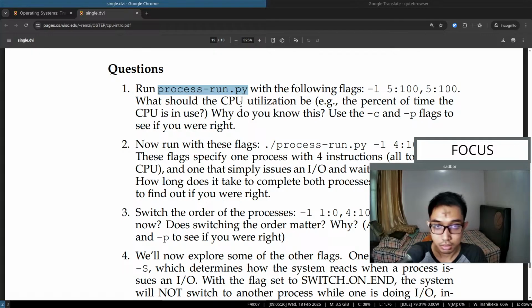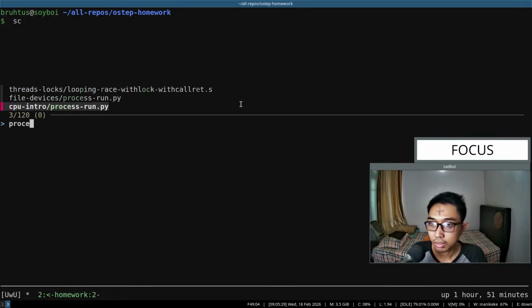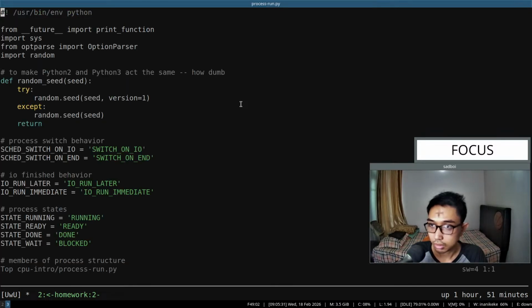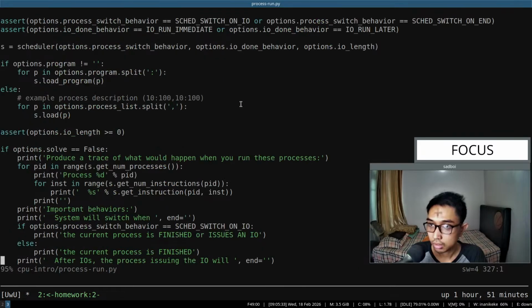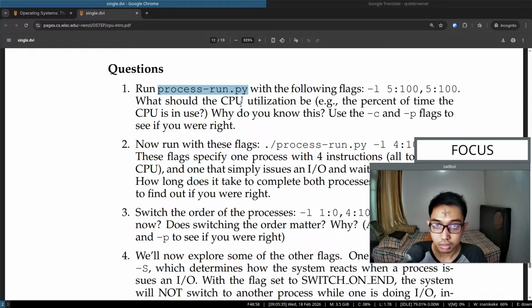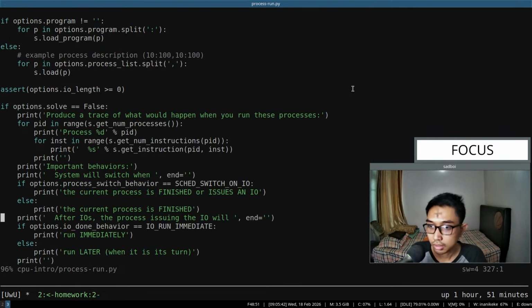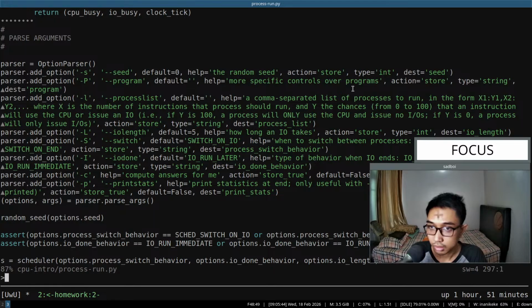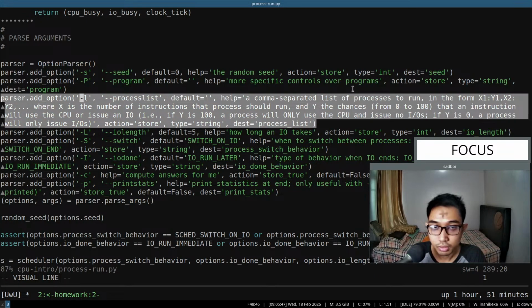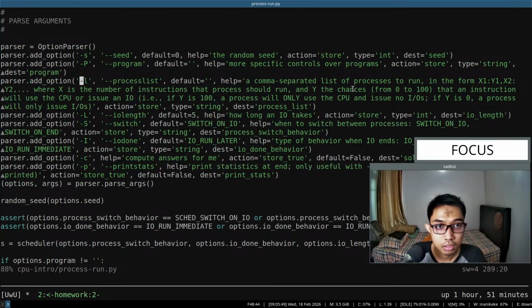Okay, and then I think this one, right? Okay. The following flag, test L. Let us see this one. Comma separated list of process to run. List of process to run, okay.